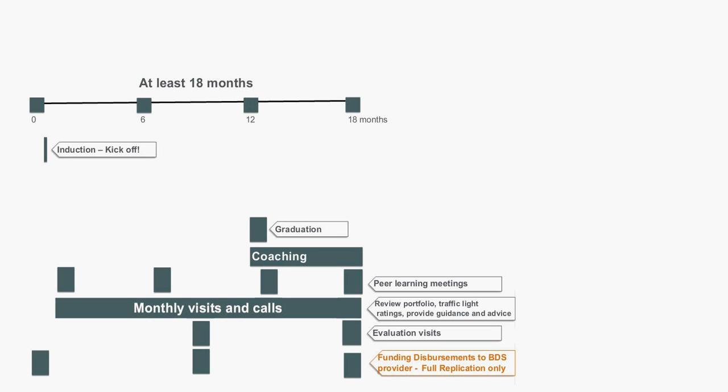Then there's one element which is really only relevant for full replication. When we're doing the replication, you want to have some checks and balances for when you disperse funding to your BDS providers. So these are often linked to evaluation visits. When you've checked that they're doing well and everything's being done according to plan, then you can release the various funding disbursements. So that is the 18-month implementation phase in a nutshell.